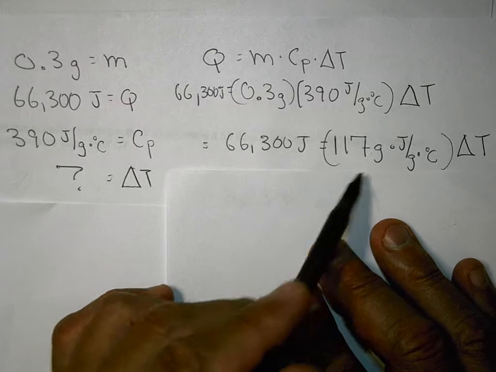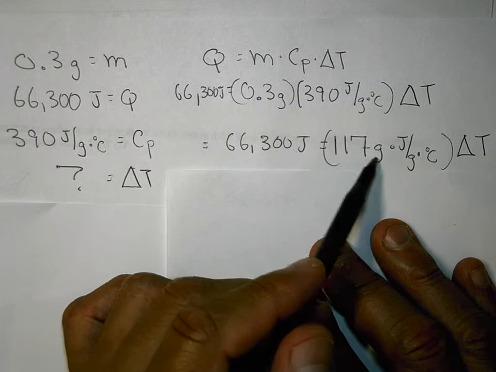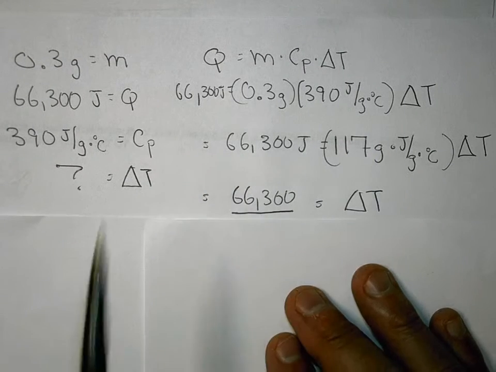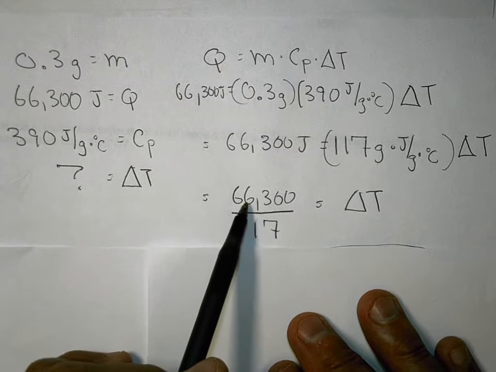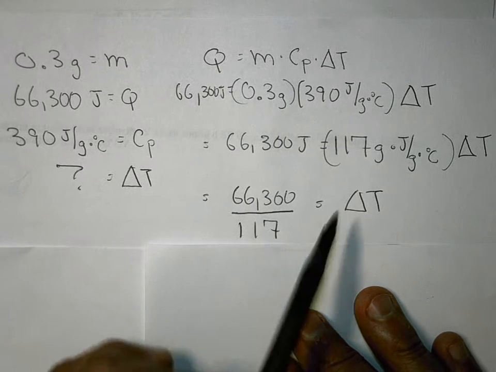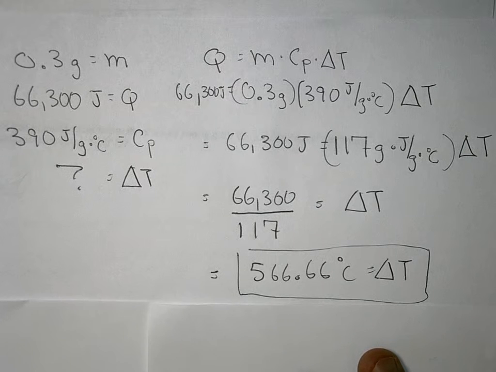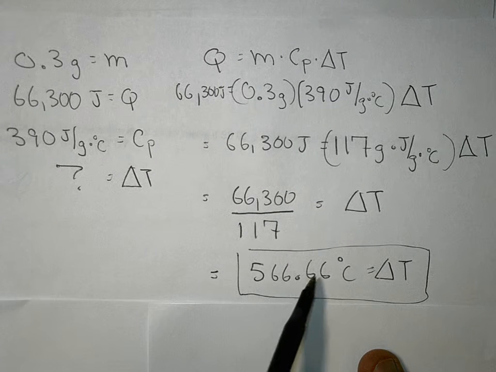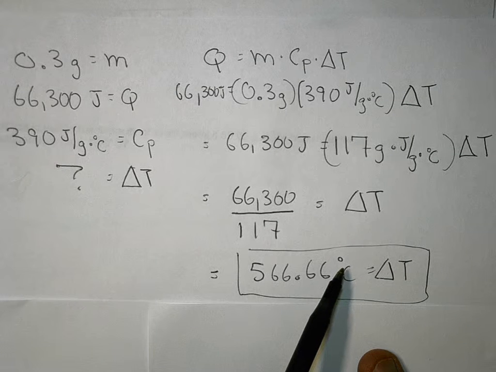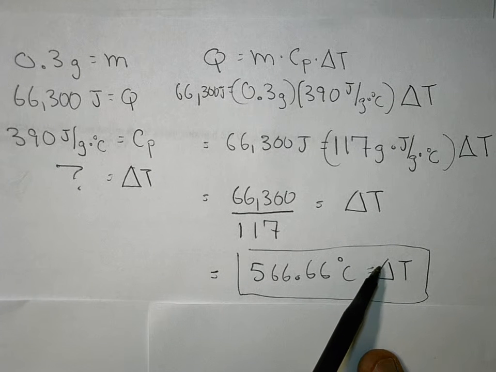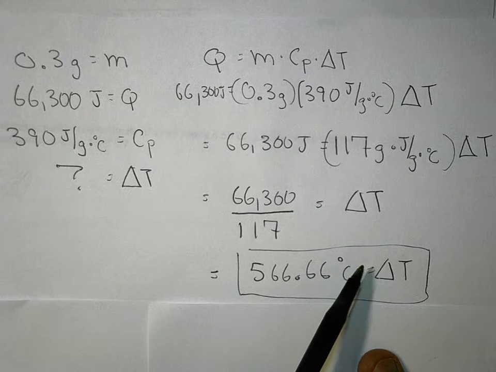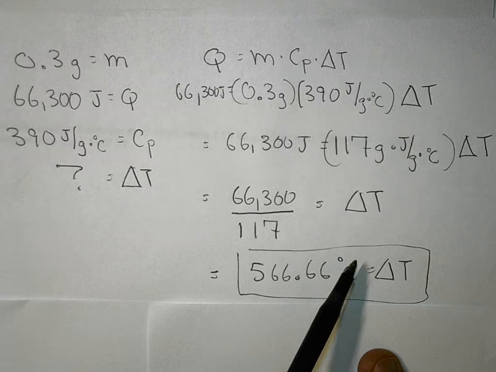Okay, so we divide both sides by this value here. Okay, this side cancels, so it's 66,300 divided by 117 is equal to change in temperature, and that's equal to this number here, okay? 566.66 degrees Celsius, and that is our change in temperature, all right? Feel free to pause the video and finish copying this, and then restart the video to go over the rest of the answers.